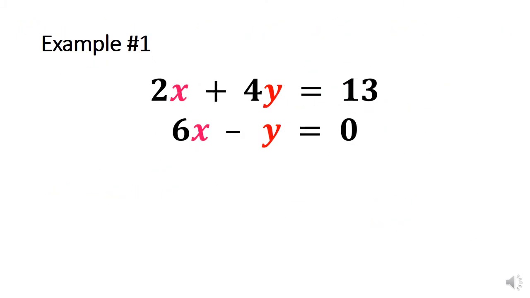We're going to demonstrate the methods with the use of this example containing two variables x and y. So we're given two equations, 2x plus 4y equals 13 and 6x minus y equals 0. As we know from our previous video, this is an example of a system which is consistent and independent. So we expect just one unique solution or one pair of x and y satisfying these two equations.